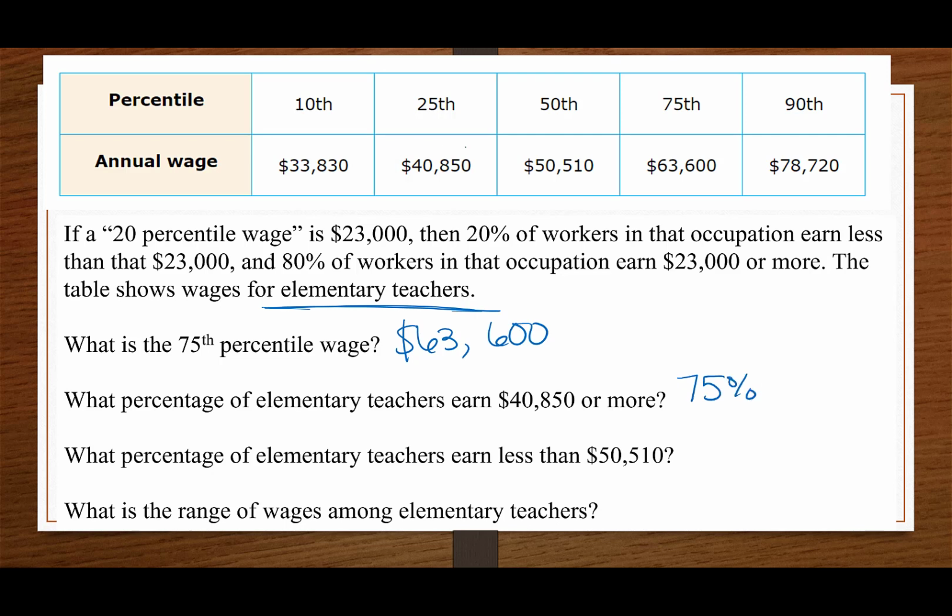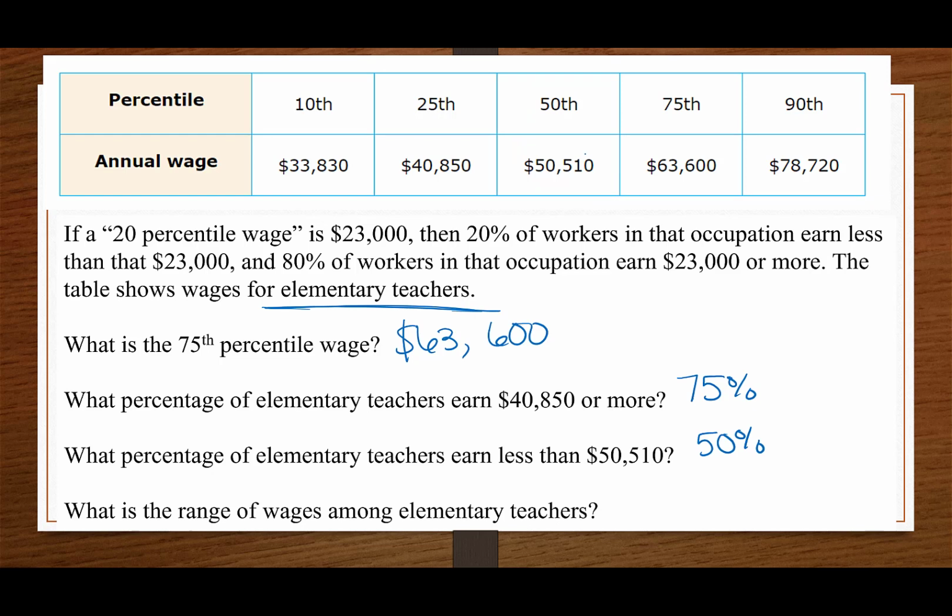Question 3, what percentage of elementary teachers earn less than $50,510? Okay, that amount of money has been tagged as the 50th percentile. And so by definition, we know 50% earns less than that, 50% earns greater than that, and so the percentage that earns less is 50%.